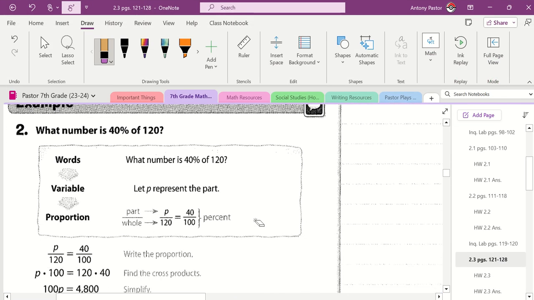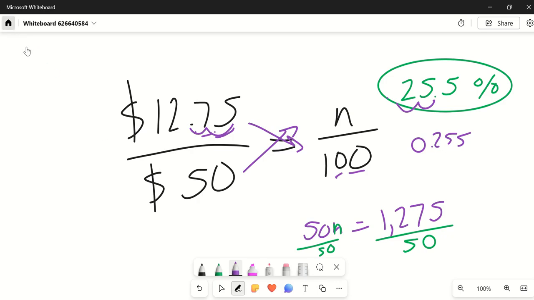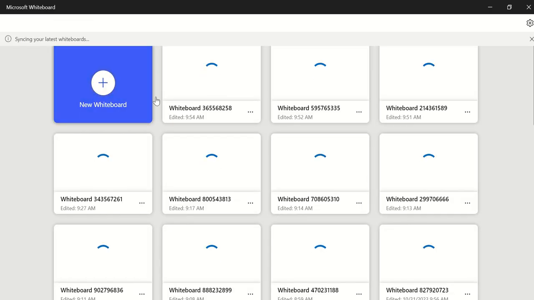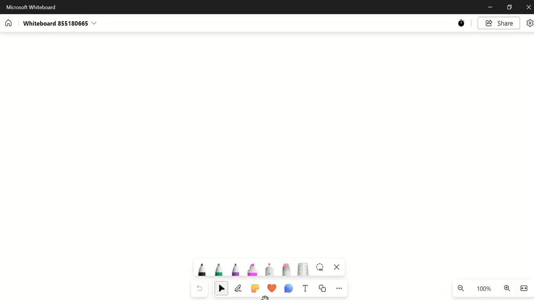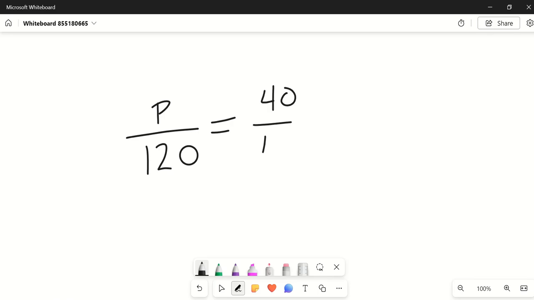What number is 40% of 120? So let's see if I remember this correctly. We don't know the number. We don't know the part. So what number is 40% of 120? We have 120 as our base. We don't know our part, but we know that it is 40% of that number.